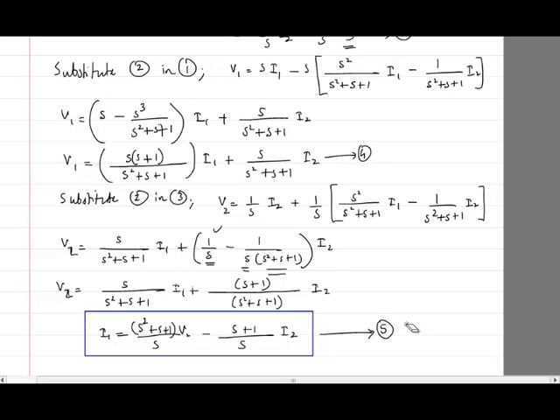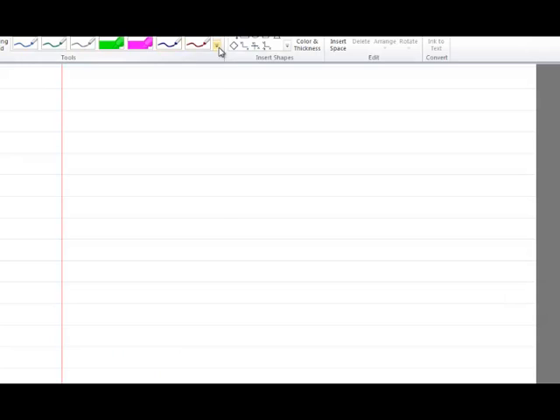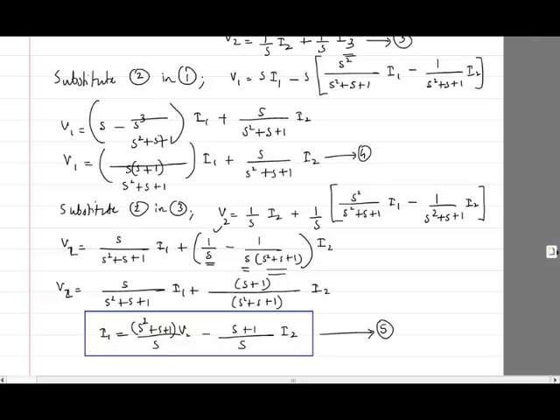Okay, that means I substitute equation number 5 in equation number 4. So I will write, substitute equation number 5 in equation number 4. Then what will you have? I will get, let me write that.